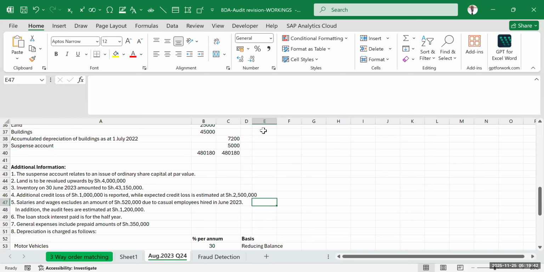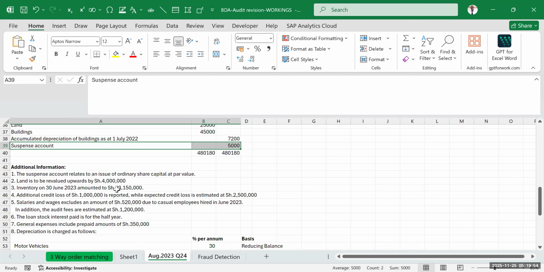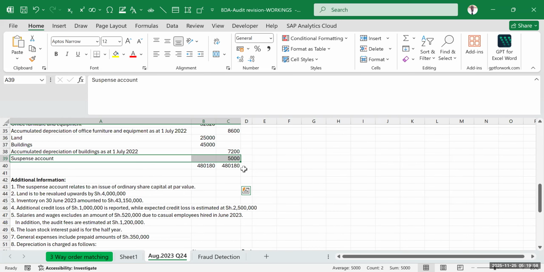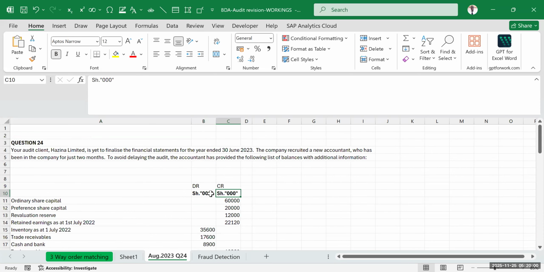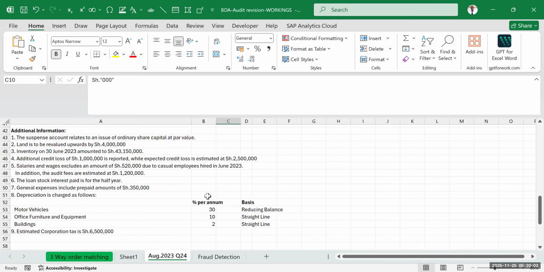Additional information number 1, the suspense account relates to an issue of ordinary share capital at par. Yes. So there was an issue of ordinary share capital, and they posted it to the suspense account. Under suspense account, the amount is 5,000. We know it's 5 million because figures are in thousands there. Number 2, land is to be revalued upwards by 4 million.